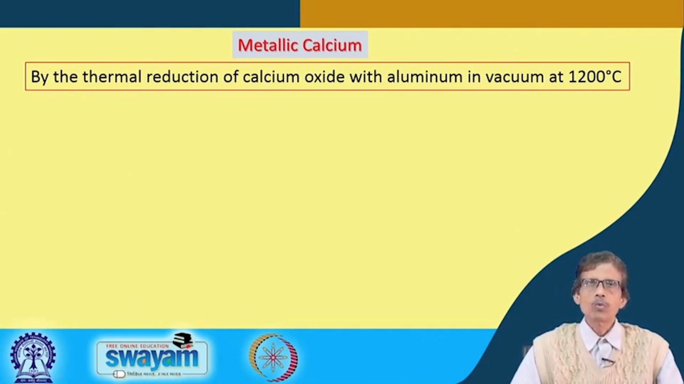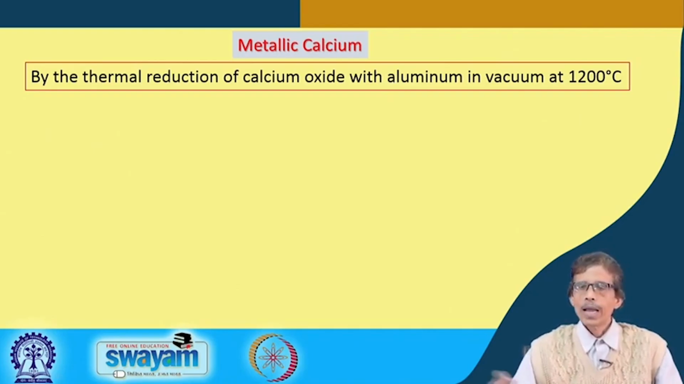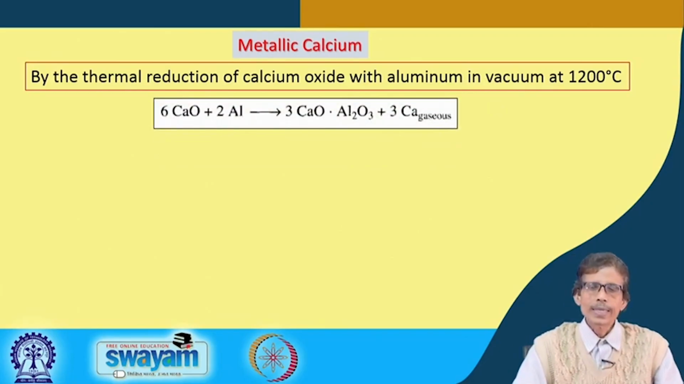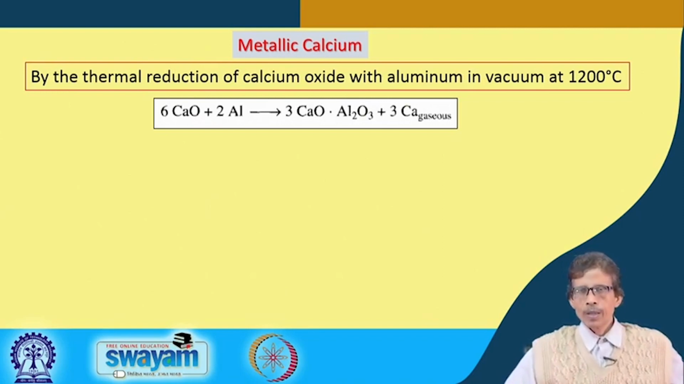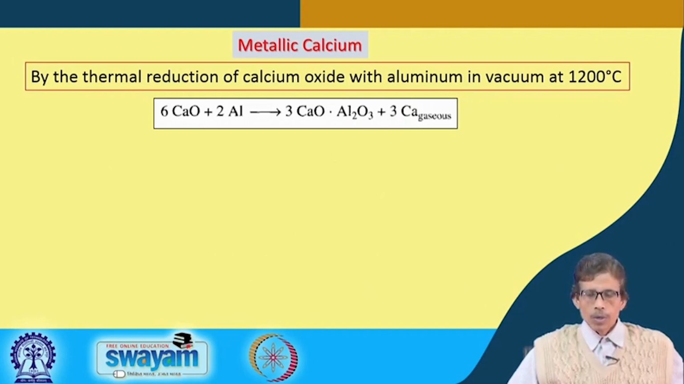For calcium reduction, we will be using aluminum at a very high temperature, again in vacuum, because we always exclude oxygen. At 1200 degrees centigrade, you reduce calcium oxide with alumina, and we get calcium in a complex form with alumina. You are using aluminum as your typical reagent for the reduction because we are converting that aluminum to aluminum oxide.